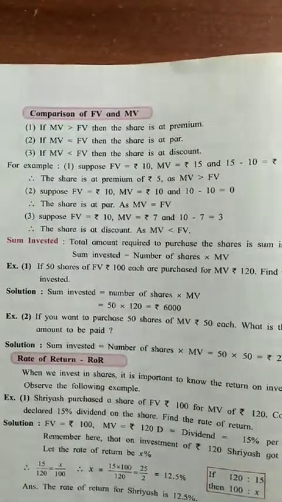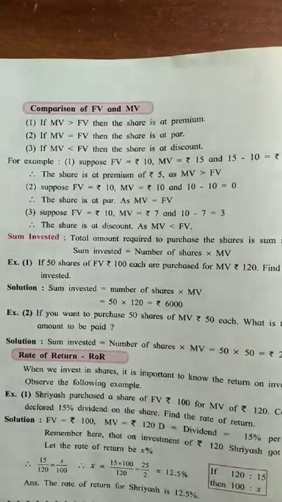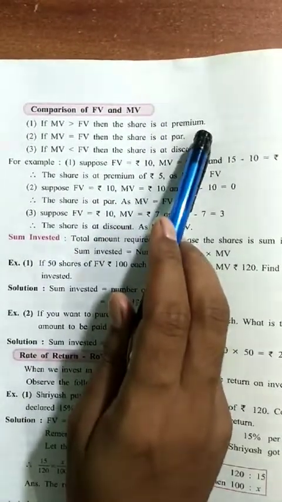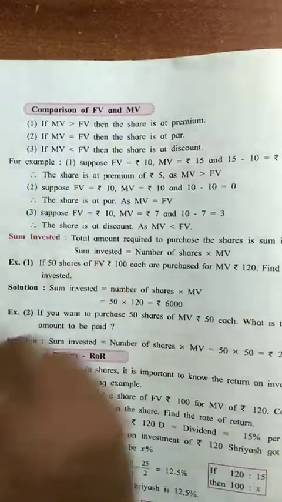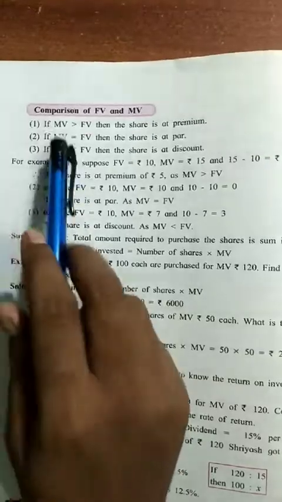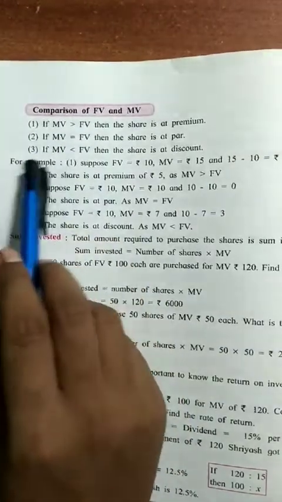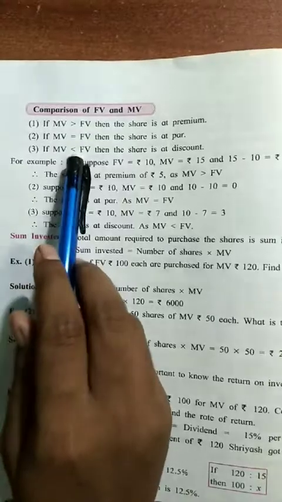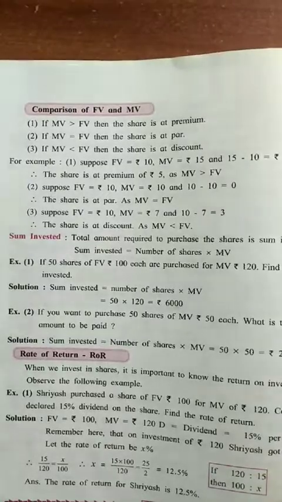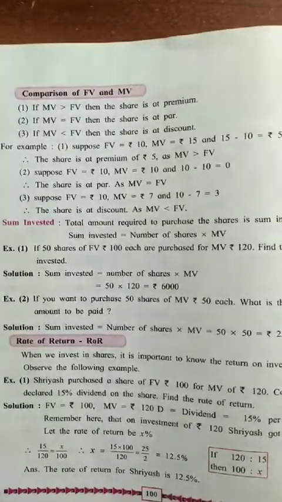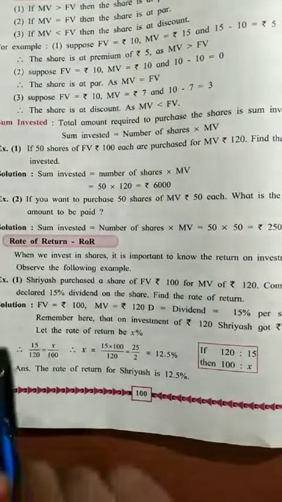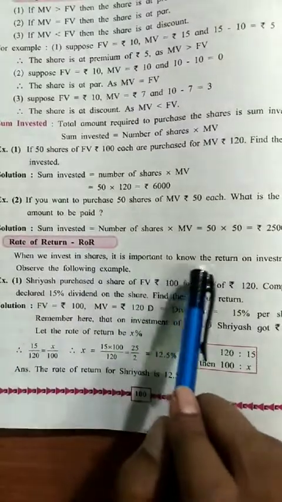Now you all can see the comparison of face value and market value. If the market value is greater than face value, the share is at premium. And if the market value and face value are the same, the share is at par, meaning neither profit nor loss. In the first, it is profit. In the third, if market value is less than the face value, the share is at discount, meaning loss. And rate of return means, when we invest in shares, it is important to know the rate of investment.